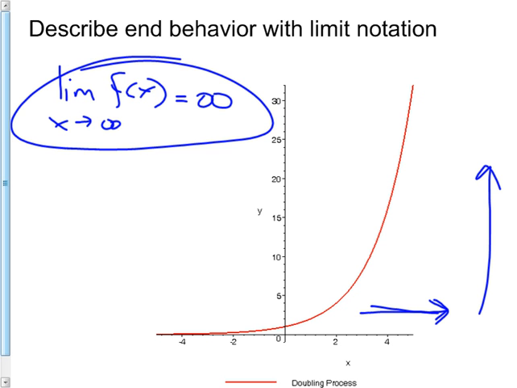Raise your hand if you had that one right. Good. Then the other one's super simple. You just change this to a negative infinity because it goes way to the left. And then what would it be then? 0. Good. That's using limits.